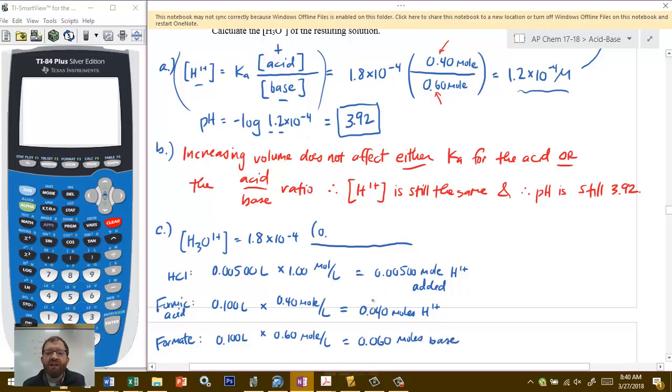So if we put all this into our modified Henderson-Hasselbalch equation, on the top we have an acid of 0.04 moles. That's the original amount here. And then we're adding to that 0.005 moles. That's the addition here. It acts as reinforcing or adding to the numerator. At the same time, on the bottom of our equation, we have 0.060 moles of base. So that's the original amount of base.